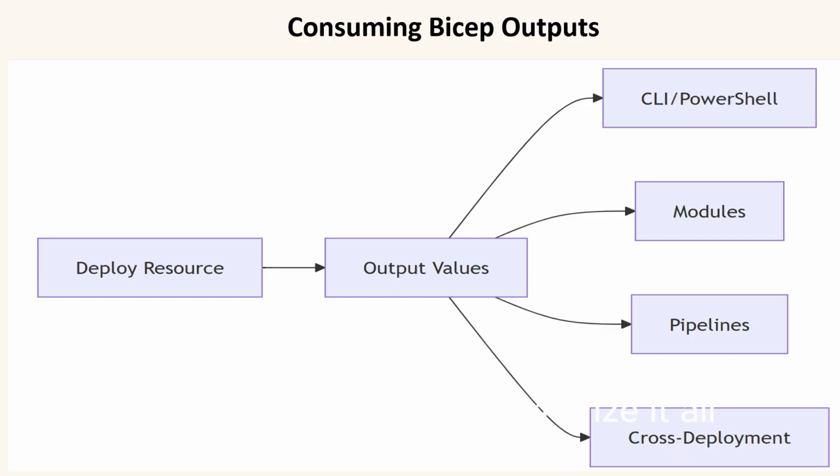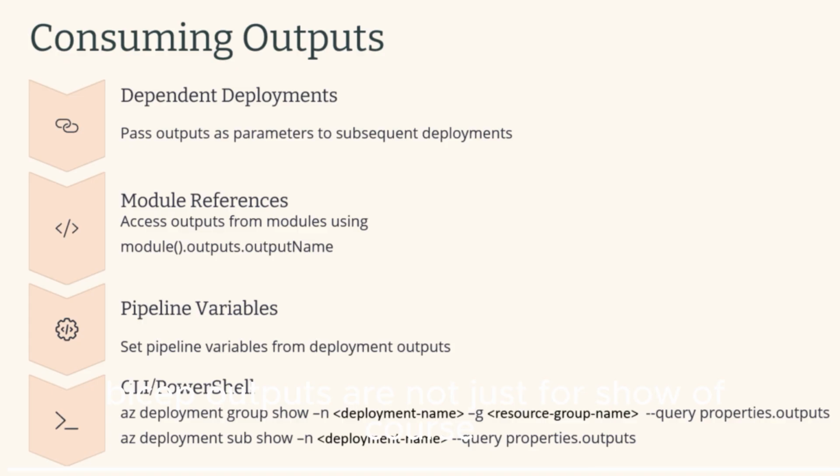So, to summarize it all, Bicep outputs are not just for show. Of course, they're essential for debugging, for building reusable and modular infrastructure, for automating workflows, and for creating sophisticated cross deployment workflows. Understanding how to leverage these four channels is key to truly mastering Bicep.